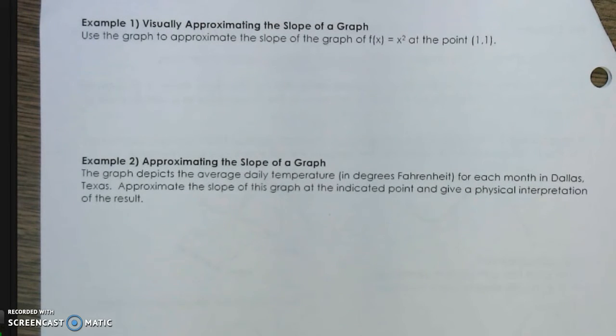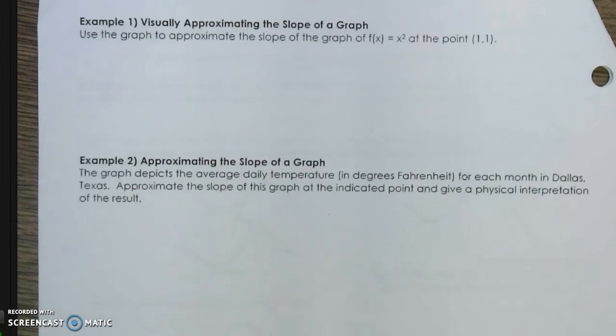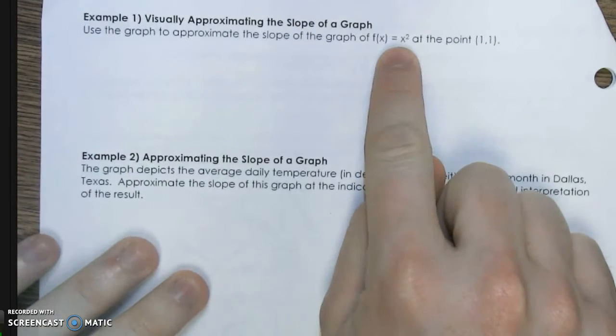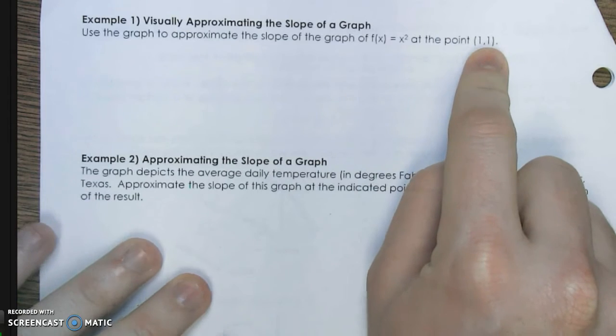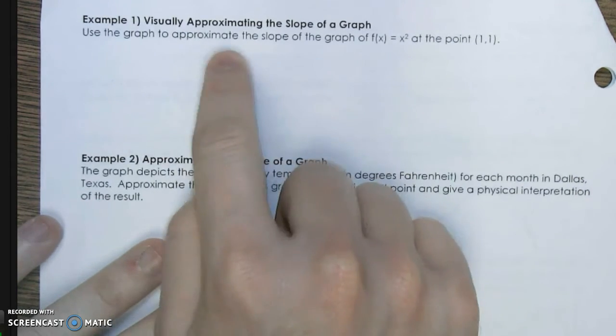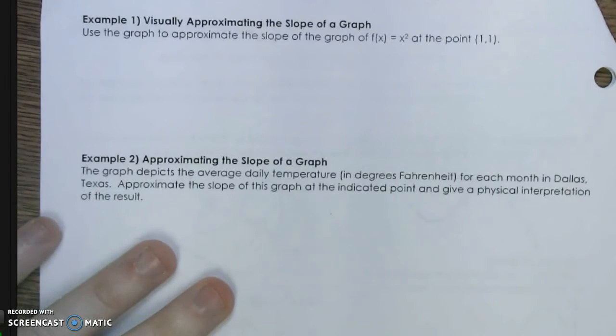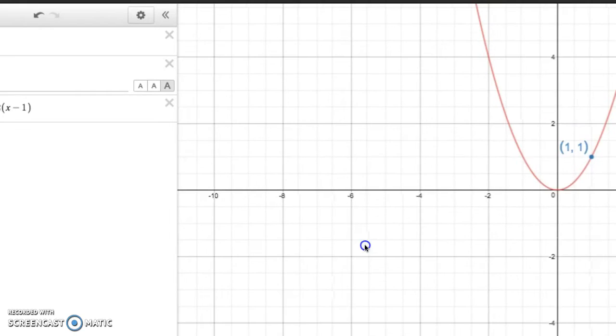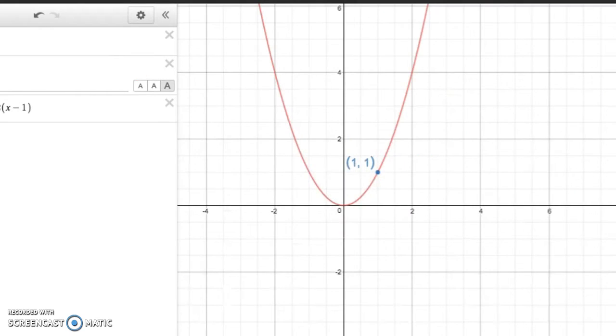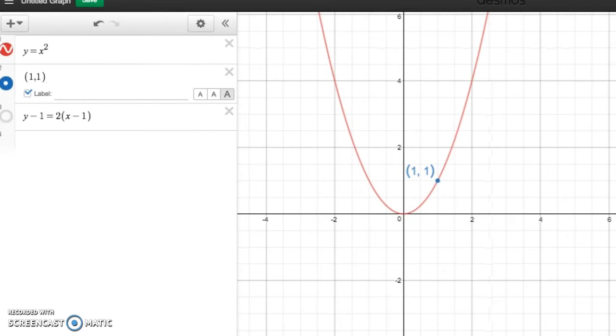In example one, we're looking at the graph of y equals x squared, and we're focusing in at the point (1, 1), trying to approximate what the slope is at that point. So if we look at Desmos and type in our equation, y equals x squared, and focus at the point (1, 1), they're asking us to figure out what the slope would be.